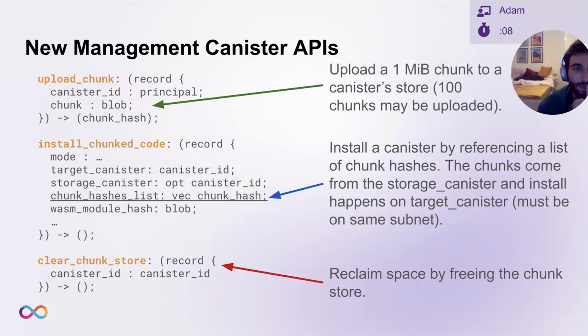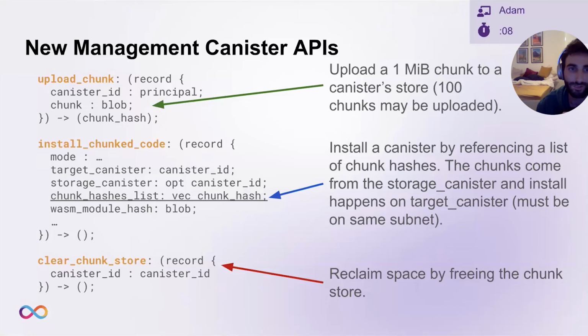And a note about the install chunk code. When you send the install chunk code message, you just list the hashes of each of your chunks, which were returned each time you called the upload chunk, or you can calculate them yourself.